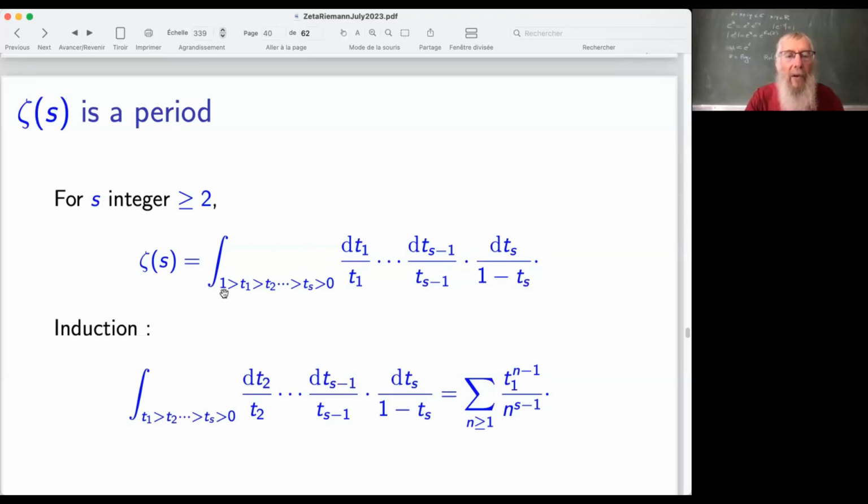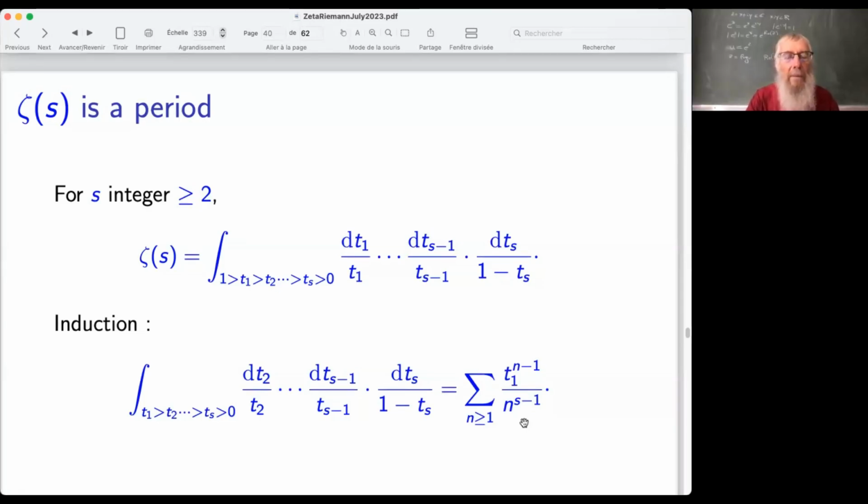Zeta of s is the integral over 1 greater than t1 greater than t2 greater than ... greater than ts greater than 0, of dt1 over t1, ..., dt(s minus 1) over t(s minus 1), and then dts over 1 minus ts. The proof by induction is easy, but it helps if you prove by induction the formula which is here. So you do not go up to 1, you go only up to t1. And so you forget about dt1 over t1, you compute this, and you find that it is a sum of t1 to the n over n to the s minus 1. So this is easy to prove in this way, by induction.